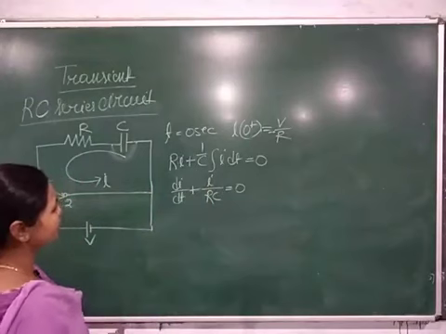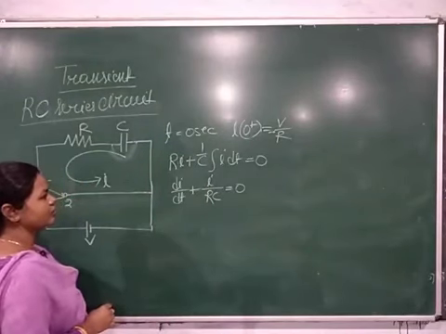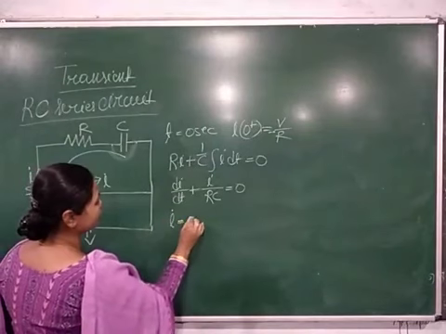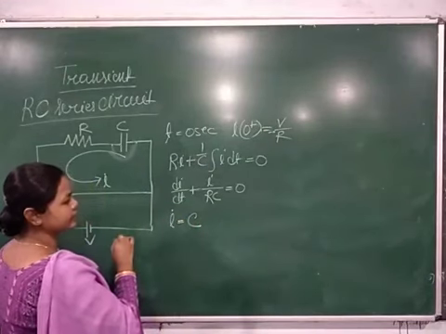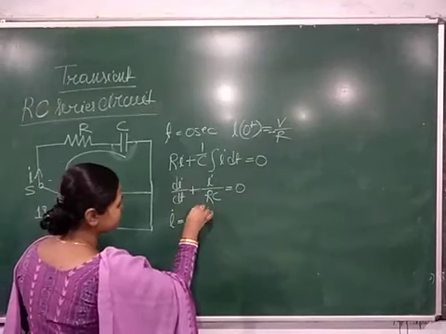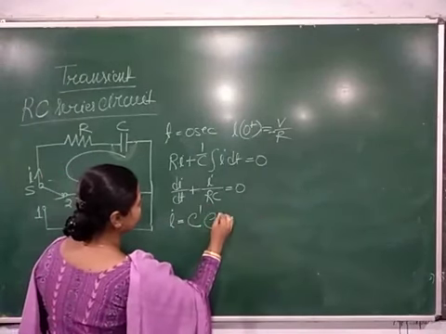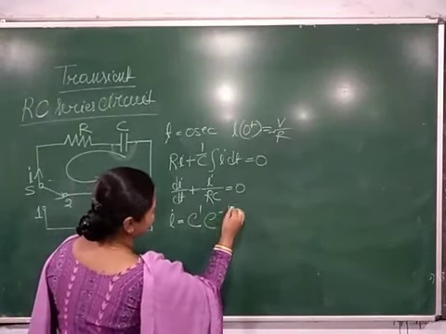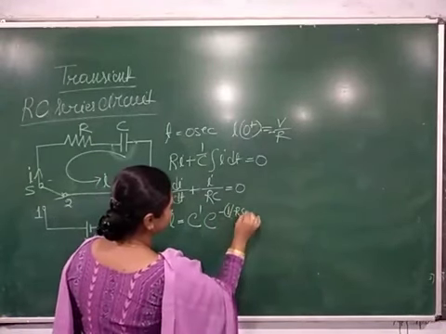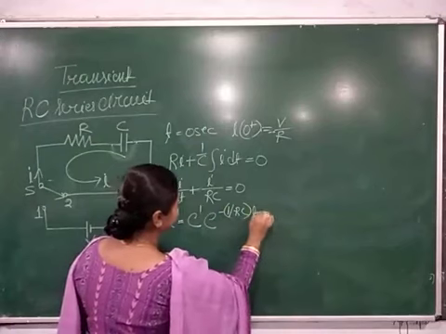Now again it has only one solution. It is a homogeneous equation, so it has only one solution. i is equal to, in the charging case I took the constant as K, here I take it as C dash, e to the power minus 1 by RC into t.